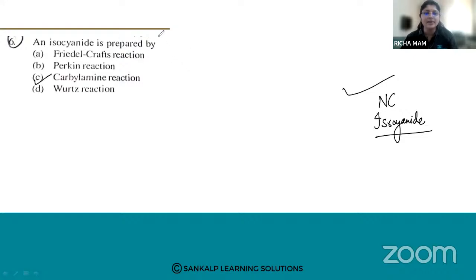It can be prepared by a reaction which is called the carbalamine reaction. Yes. Bhuvan, Vedvati, Siddhanagowda, Tasmiya, Komala and Basava, your answers are correct. It is option number C. A very famous reaction, that is the carbalamine reaction. So let us see what this carbalamine reaction is.